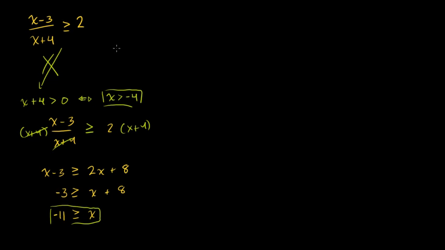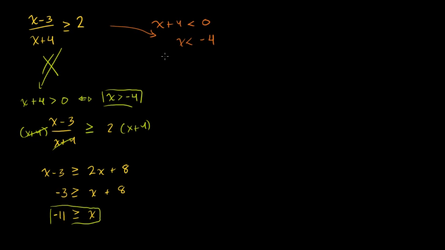So let's assume what happens when x plus 4 is less than 0. And once again, that's an equivalent statement, if we subtract 4 from both sides of this equation, to saying that x is less than minus 4. These are equivalent statements. So if we assume that x is less than minus 4, then we multiply both sides of this equation times x plus 4.